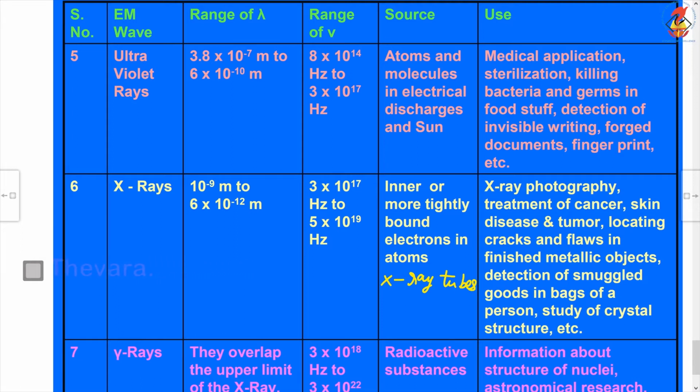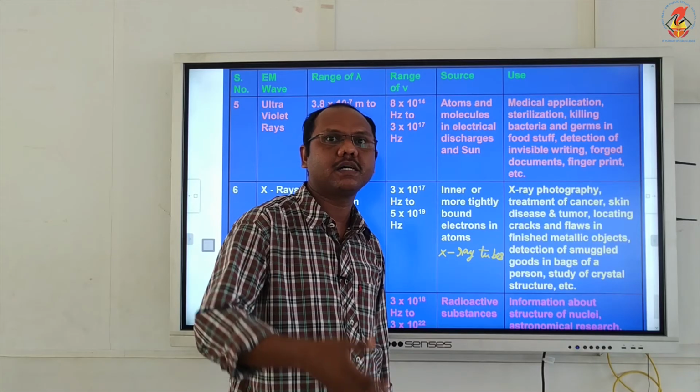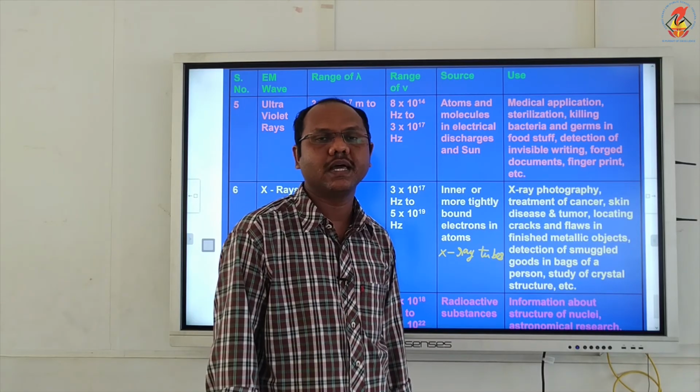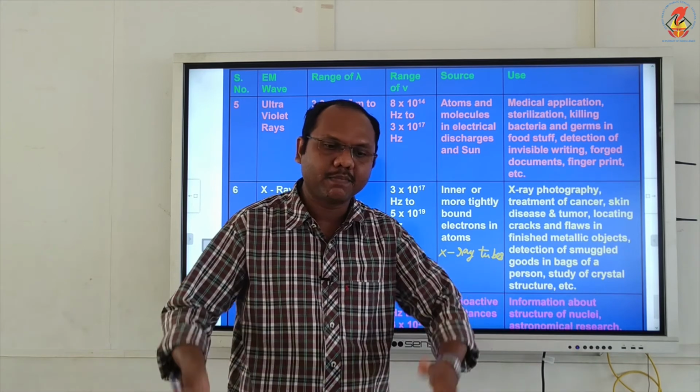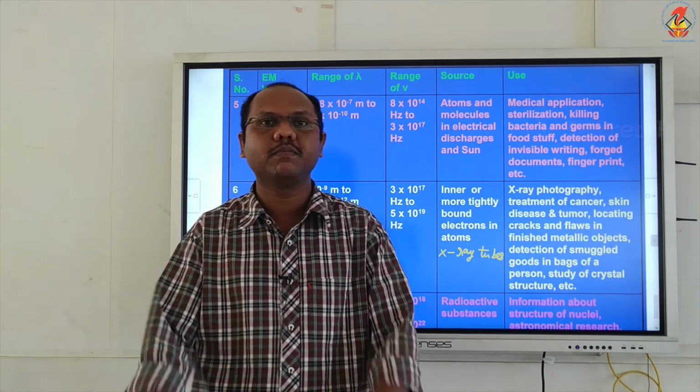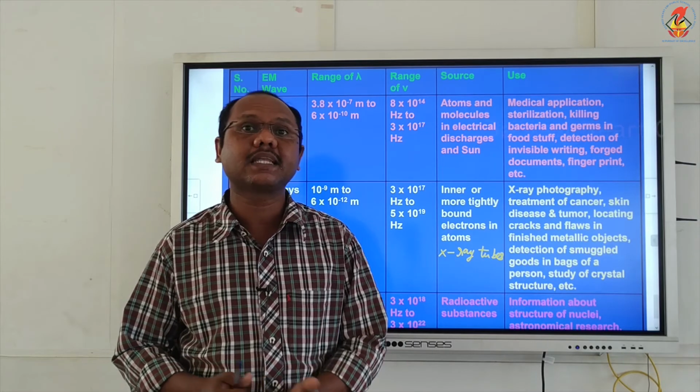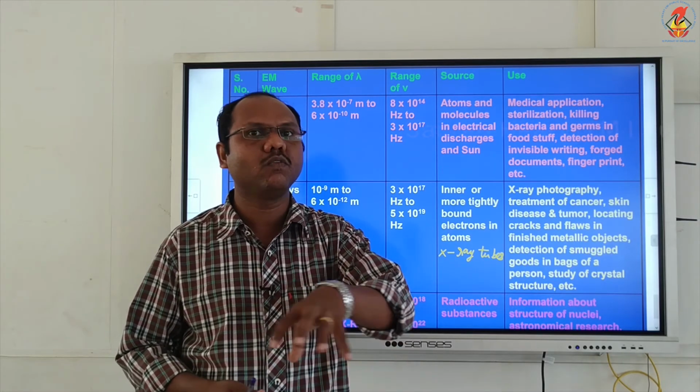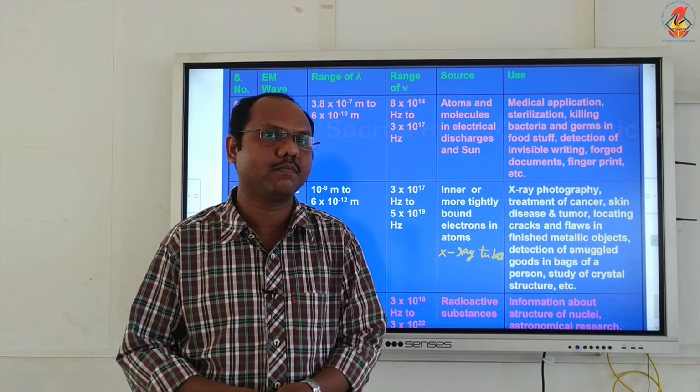Then detection of smuggled goods in bags of a person. Example, when you go to the airport, they will scan our bags. We have to keep our bags and it will be undergoing an X-ray scan. So you can see all those things inside our bag.